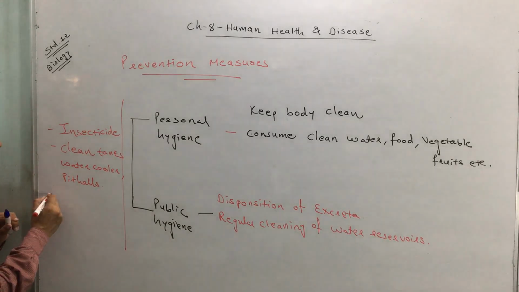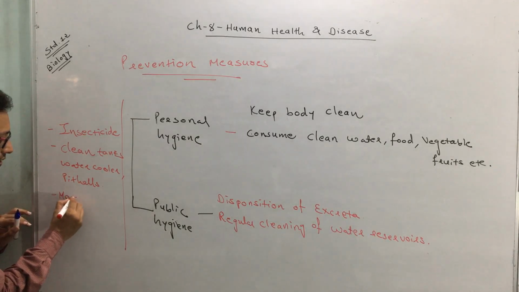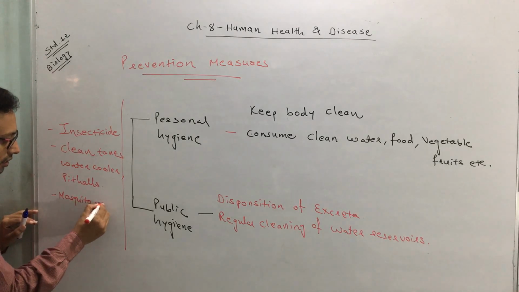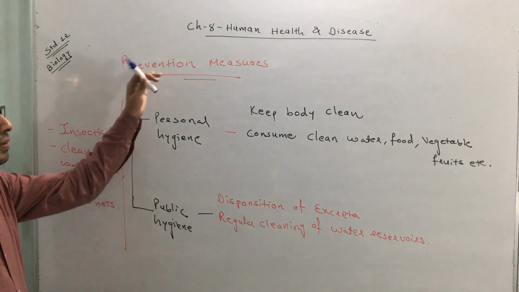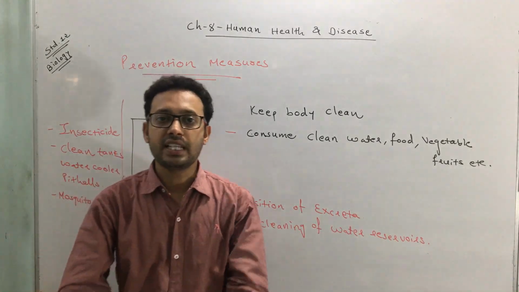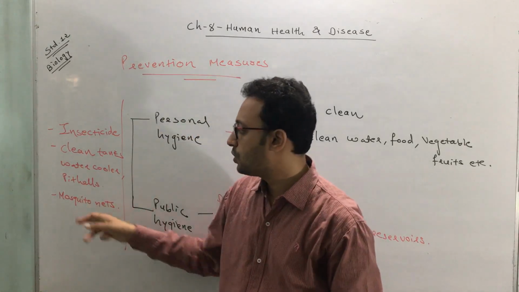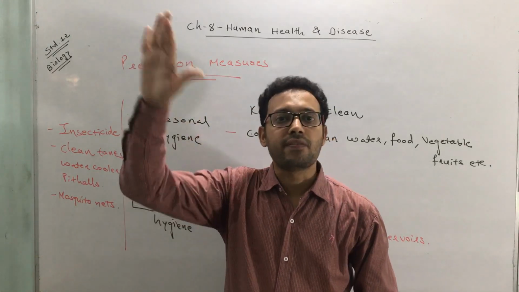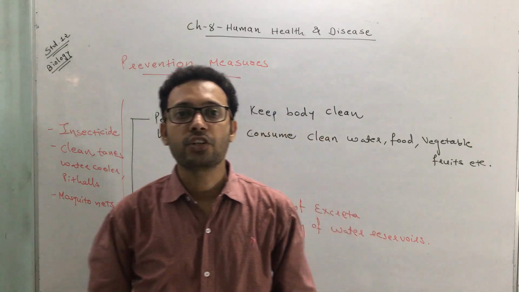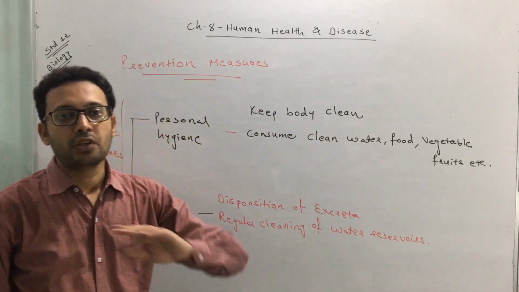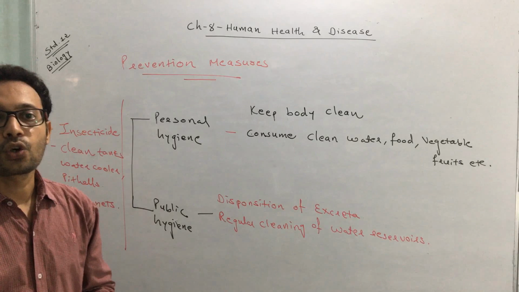Or you can also use mosquito nets as a protective or preventive measure, so the mosquito doesn't enter your home. Okay, so you can also use the mosquito nets or the wire meshes. You can also put them on your windows and doors so the mosquito cannot easily enter your home.